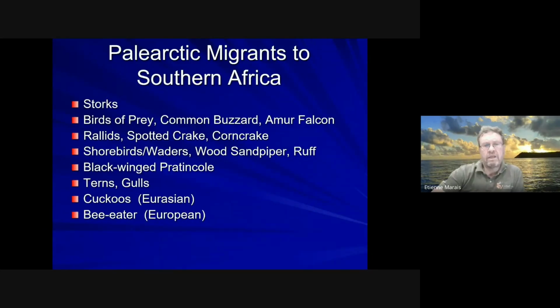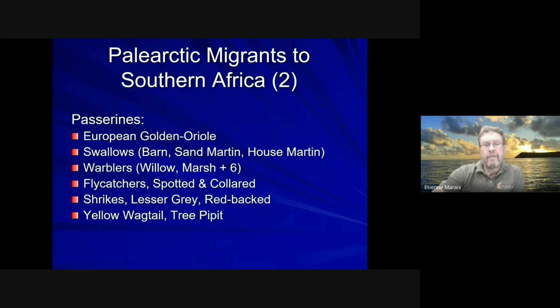So just to summarize, some of the Palearctic migrants we get in Southern Africa would be storks, birds of prey like common buzzard, hobby falcon, then some rallids, spotted crake, corn crake, both being non-breeding rallids, and then a whole bunch of shorebirds and waders, for example, wood sandpiper, ruff, grey plover, etc., black-winged pratincole, terns and gulls, particularly the white-winged terns and some of the gulls, a whole bunch of cuckoos as well. Sorry, in terms of Palearctic migrants, just Eurasian cuckoo, or common cuckoo as it's called, and the European bee-eater. And then passerines, we have things like European golden oriole. We have a whole variety of swallows, barn swallow, sand martin, house martin, and a whole lot of warblers.